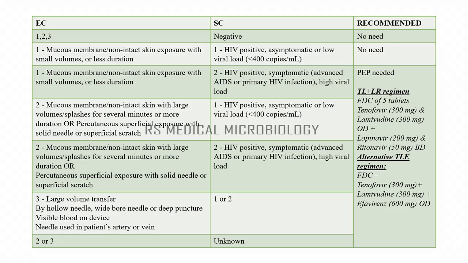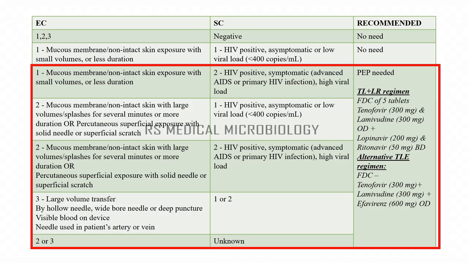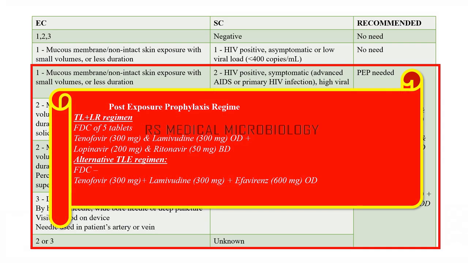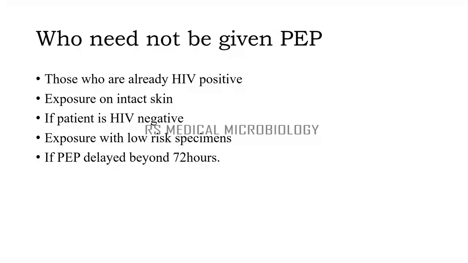For anything else, a very simple way of remembering is you will give post-exposure prophylaxis with the fixed dose combination of 5 tablets, that is tenofovir and lamivudine, which is given once daily, and lopinavir, ritonavir, which is 50 milligrams, given twice daily. The alternate is tenofovir, lamivudine, and efavirenz 600 milligrams OD, which is given for post-exposure prophylaxis.